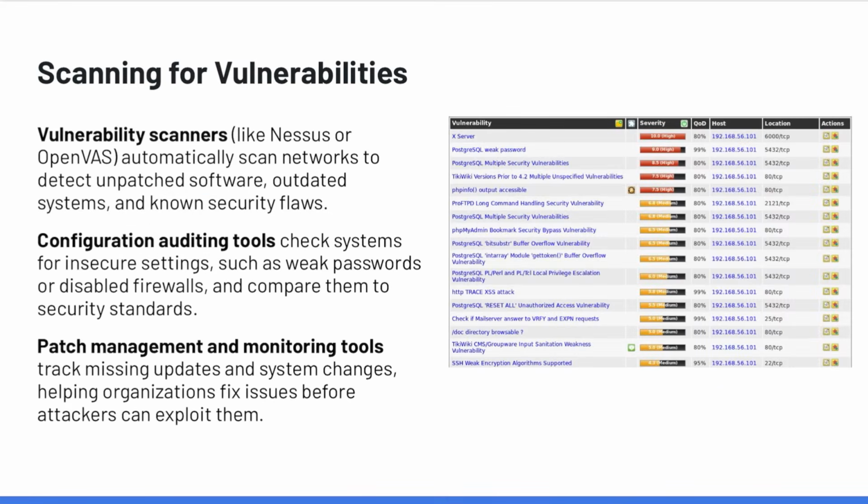Now, just to go into a bit more detail, there are certain tools that can be used to scan for vulnerabilities. And oftentimes they're just umbrella vulnerability scanners that might scan for unpatched software, outdated systems, and known security flaws, especially as a result of outdated systems. They could also check for things like weak passwords or disabled firewalls in the existing security software, and also track any missing updates and system changes.